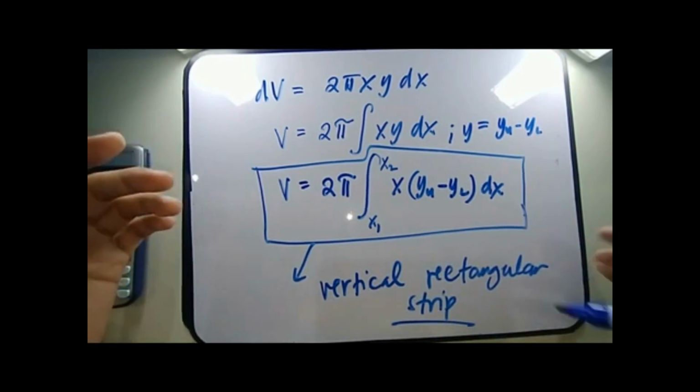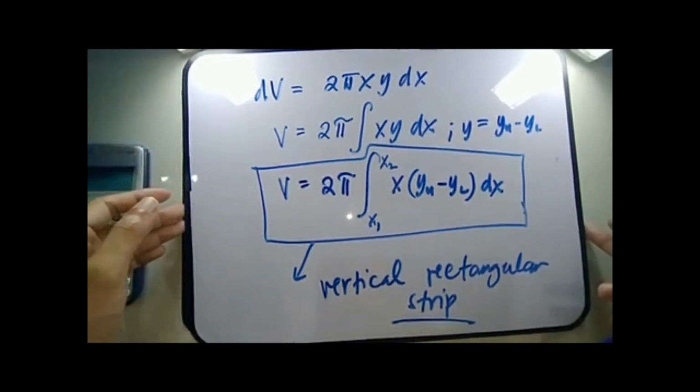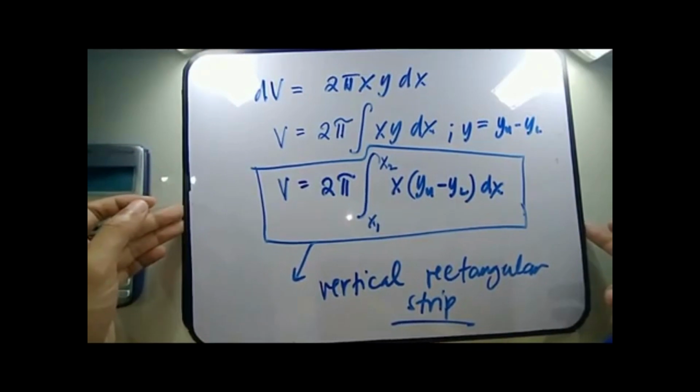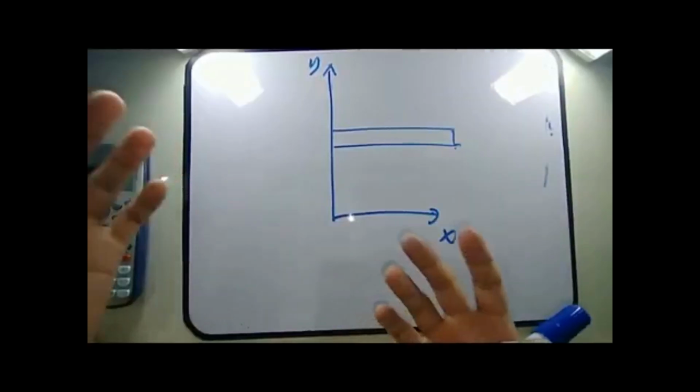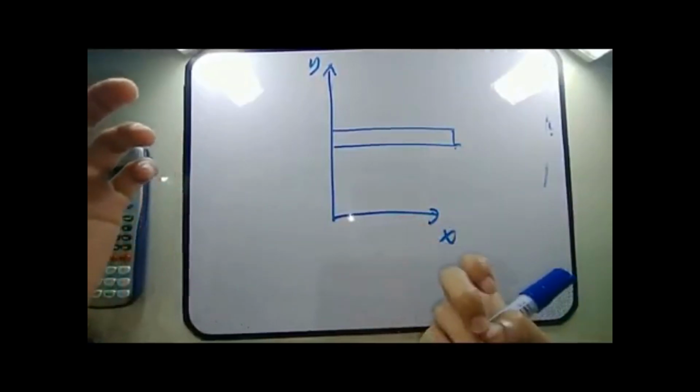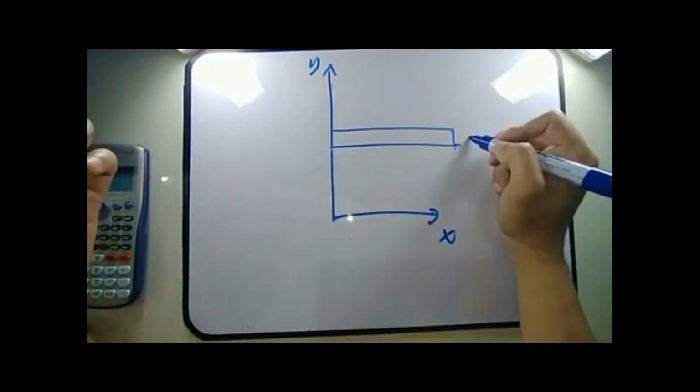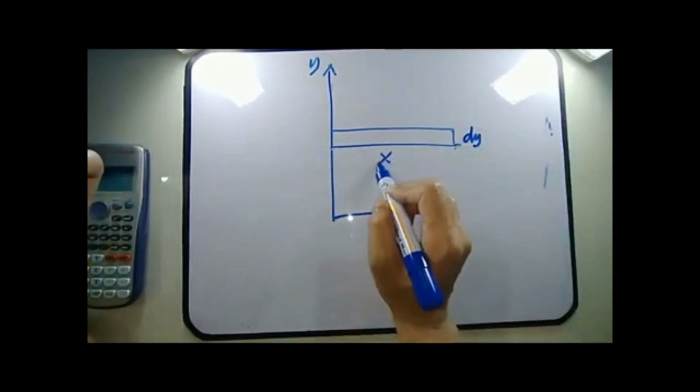Now, i-derive pa natin, guys, yung dalawa nating principle. So, doon tayo sa horizontal rectangular strip. So, sa horizontal rectangular strip, guys, meron tayong dalawang scenario. So, yung first case, i-discuss natin. So, this is dy, then this will be x.